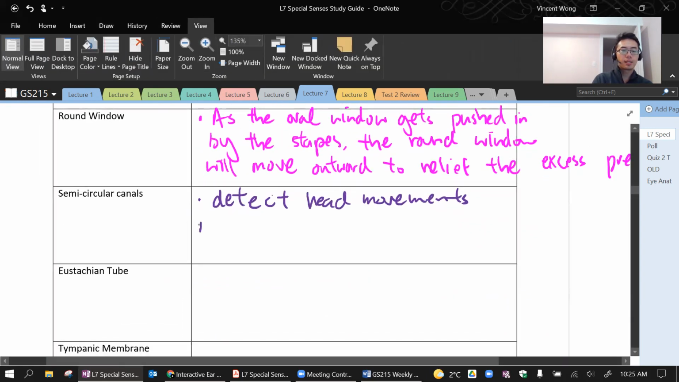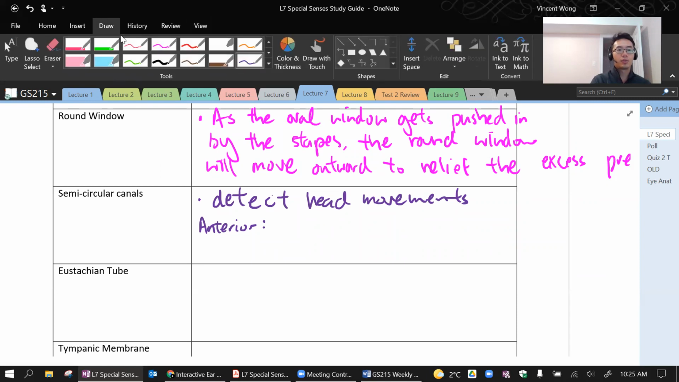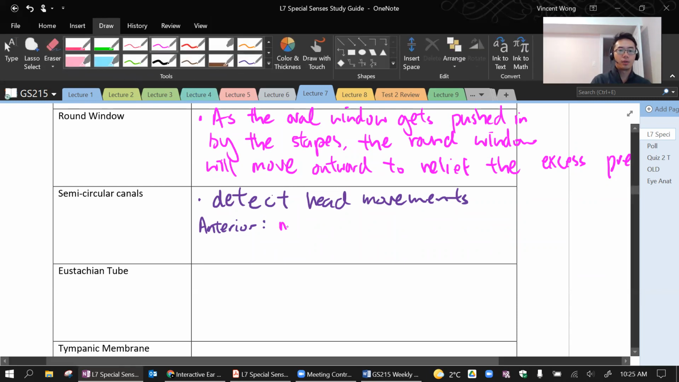Okay, there are three types. There is the anterior semicircular canal. That's the one that is parallel to this plane. So when you nod your head, nod your head. Okay.